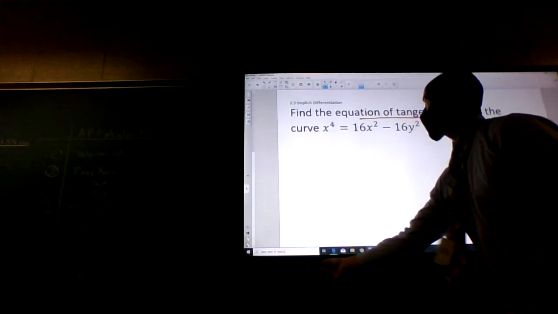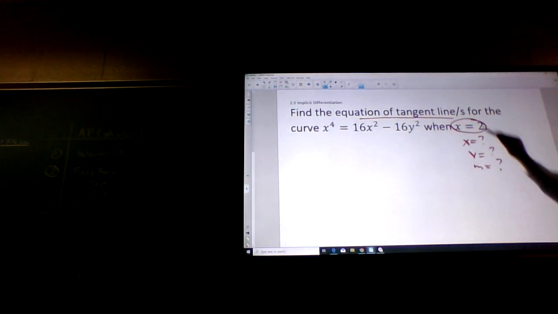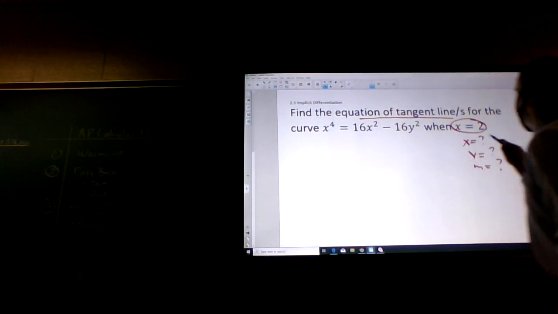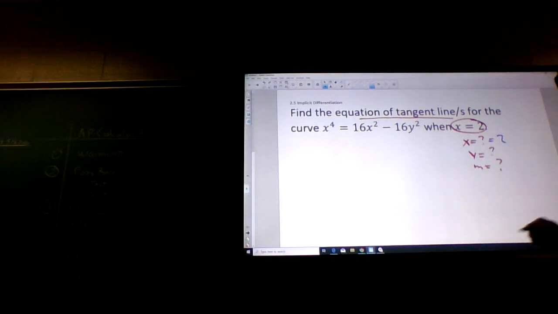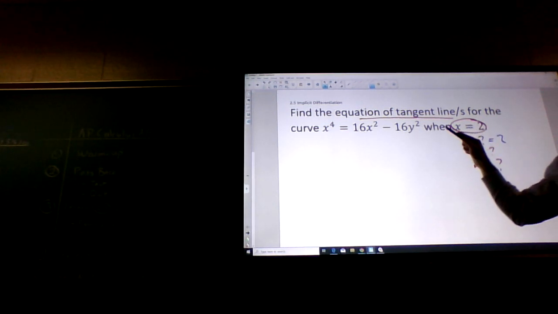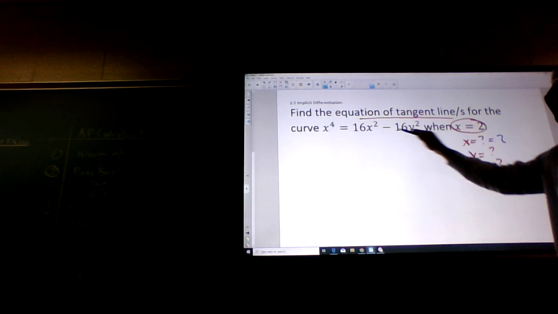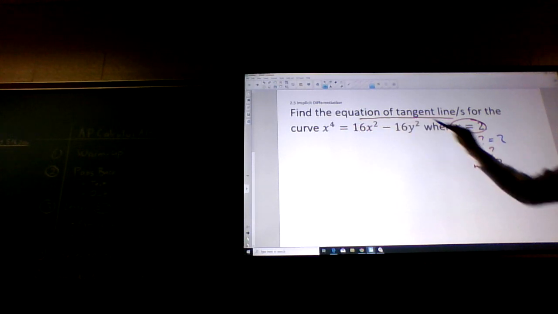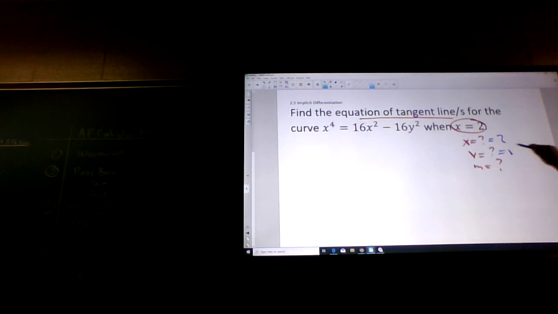By the way, what was x in this problem? 2. X is 2, so we know what that is, so I'll change that to 2. Do we know what y is? No. Can we just pretend that we know what it is? Sure. By the way, how would you find y? Plug it in. You would plug 2 in here for x, okay? And I'm just going to kind of cheat here to save us some time. I'm telling you that it's going to be the square root of 3, but more importantly, it's actually going to be plus or minus the square root of 3.